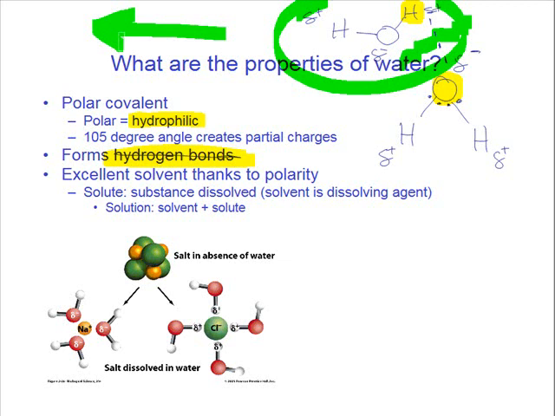Another quality of water is that it makes an excellent solvent. And a solvent is simply a liquid that has the ability to dissolve another, either solid or liquid. So why is water such a good solvent? It has, again, to do with these partial positive and negative charges. If we take a salt molecule, sodium chloride, and we were to plop it into water, something very interesting happens.